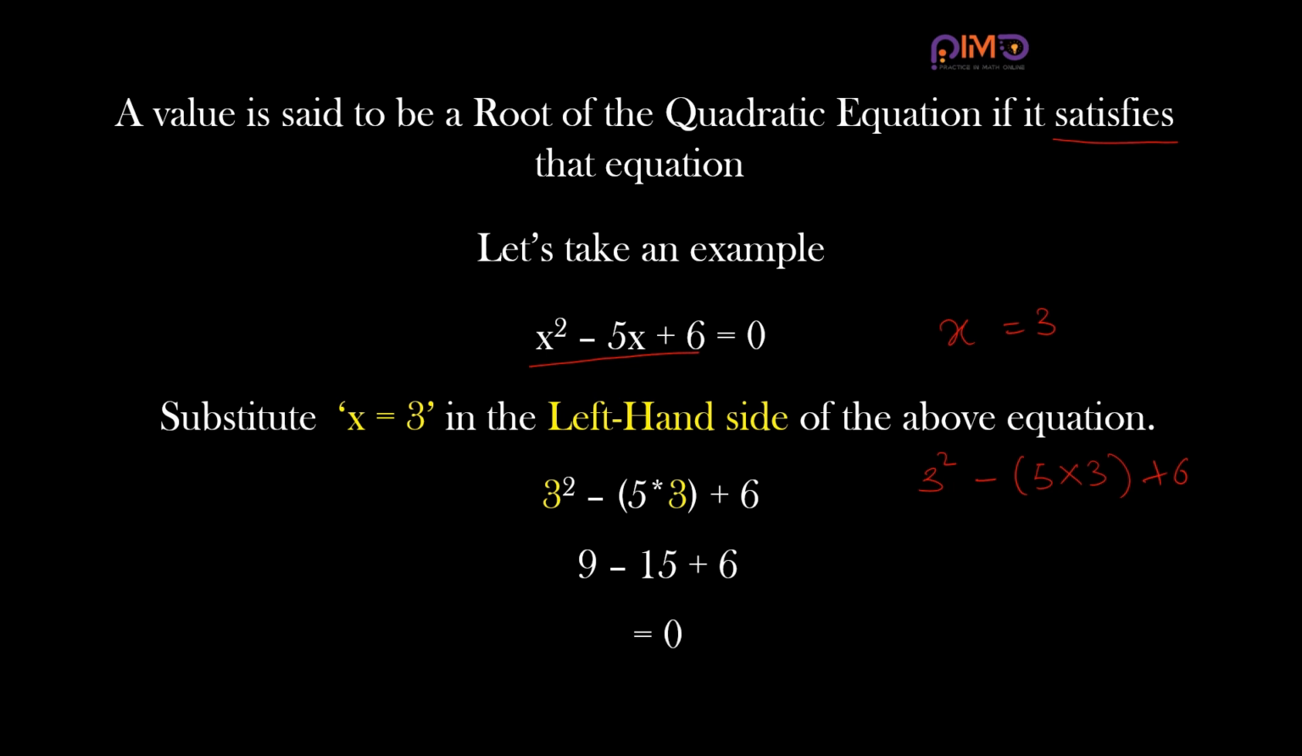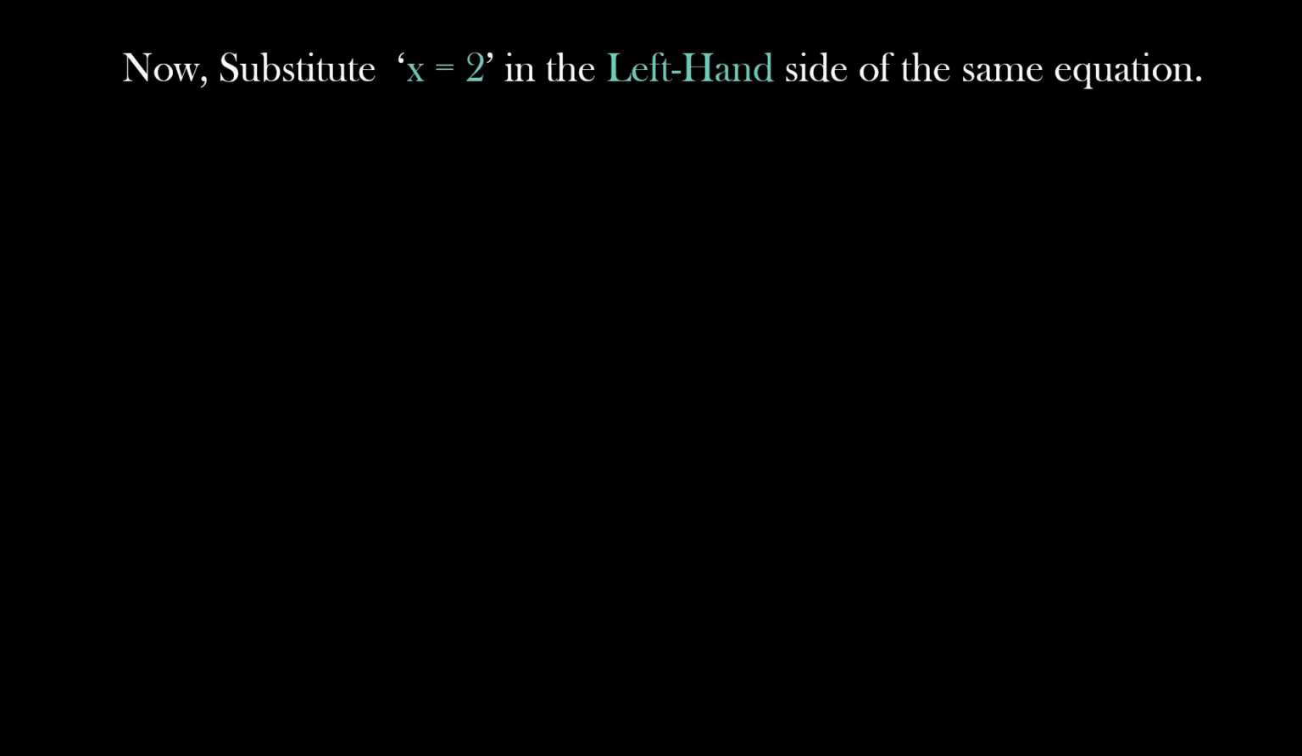So if after substituting a value of x in the left hand side of the equation, you get 0, then that means that value of x is a root of that quadratic equation. So x is equal to 3 is a root of this equation. Now we want to check some other values for x if they are roots of the equation or not. So let's check x is equal to 2.